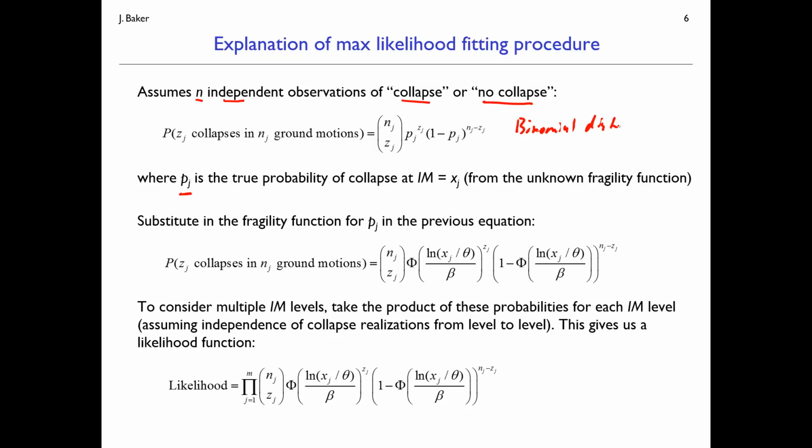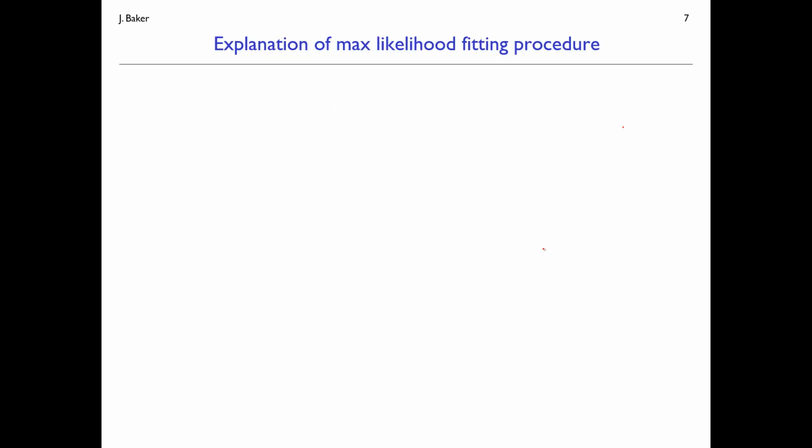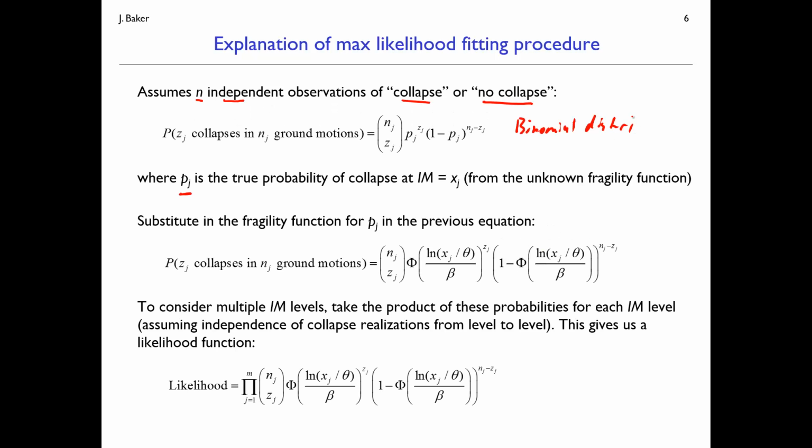All right, this is the distribution that tells us, for instance, if I'm flipping a fair coin that has a 50% probability of heads, what's the probability that I see 4 heads out of 10 coin flips? It's exactly the same math here, but instead of flipping a coin, I'm running a ground motion and seeing if I get a collapse or no collapse in my structure.